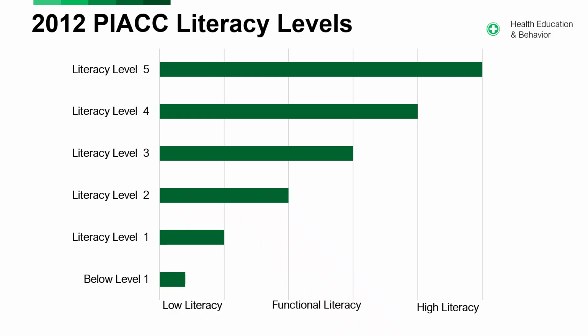In this particular assessment, there are actually 6 different levels. You have a new level that's called below level 1. So below level 1 and level 1 are considered low literacy. Functional literacy is here at level 2 and 3, and then the high literacy levels are 4 and 5.